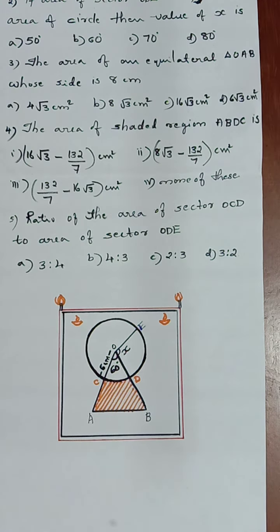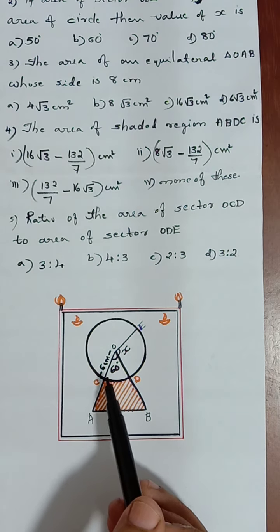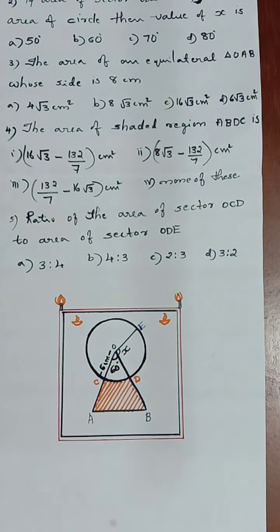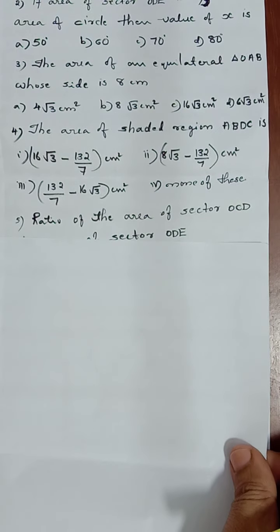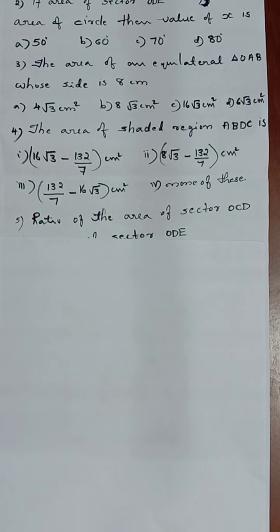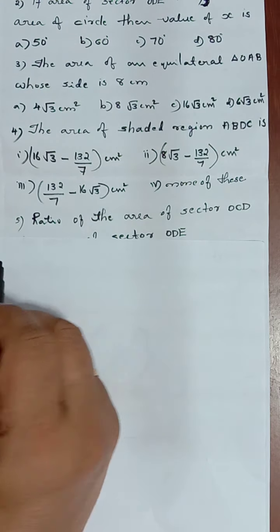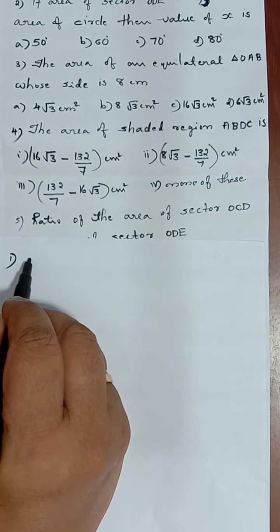So area of the sector formula everybody knows. What is area of the sector formula? It is theta by 360 into pi r square. Radius is also shown to us. So let us find out what is area of the sector. We are going to find out using the formula. So let us substitute in the formula. That is the first question.